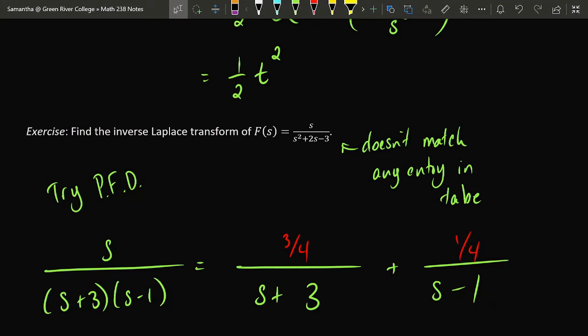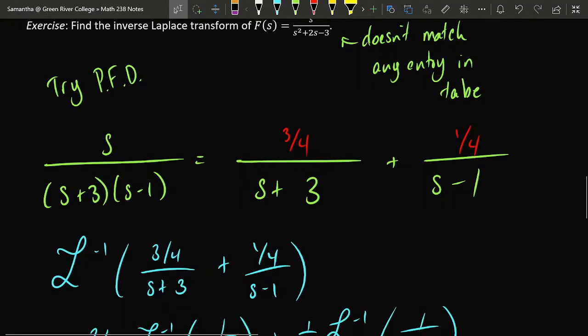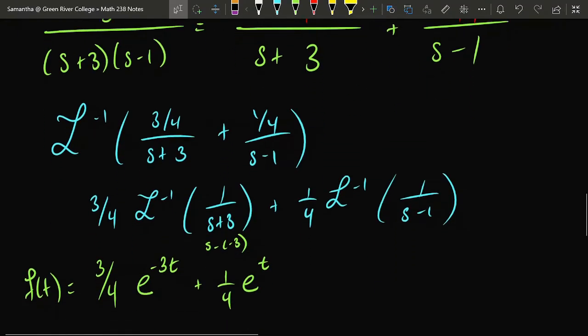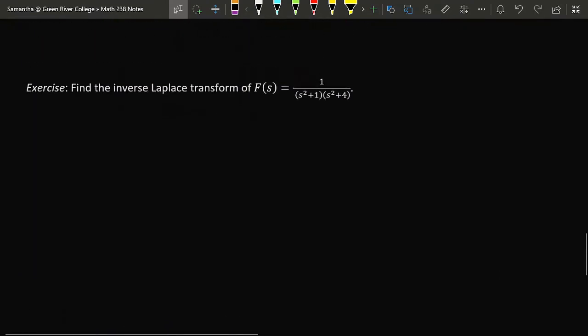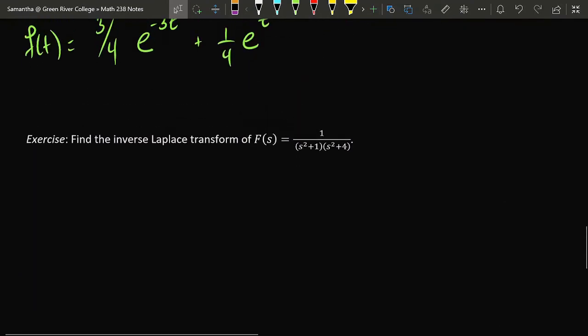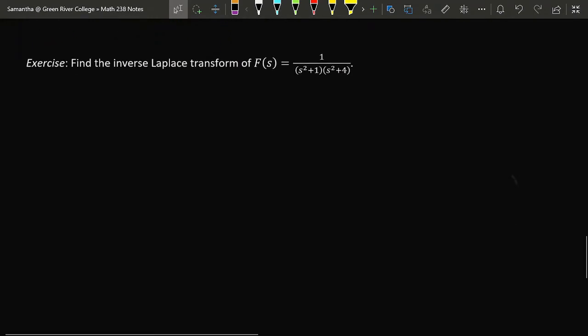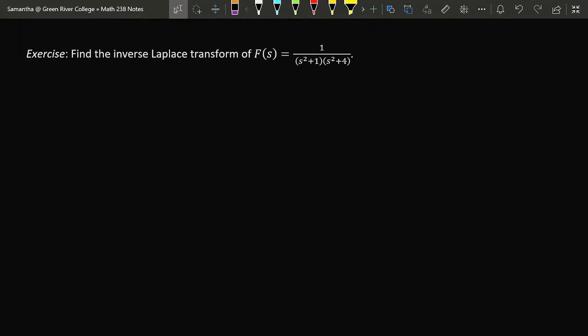But in order to find it, in order to use the table, we had to decompose the rational expression so that we had a sum of the functions which were in our table. For an even more extreme example of this, let's find the inverse Laplace transform of 1 divided by s squared plus 1 multiplied by s squared plus 4.